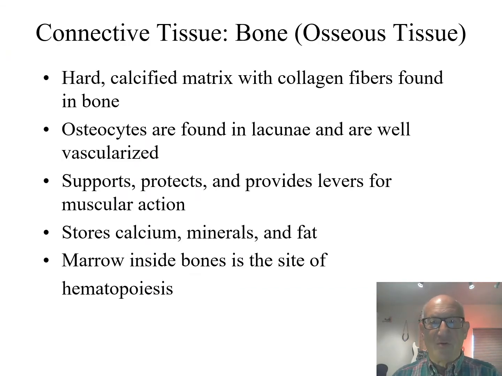Next we have bone, or osseous tissue. Bone is the hardest connective tissue. It has a calcified matrix with collagen fibers found in the bone. Osteocytes, or bone cells, are found in lacuna and are well vascularized. It supports, protects, and provides levers for muscular action. It also serves as a storehouse for calcium and other minerals and fat. Marrow inside bones is the site of hematopoiesis, or blood cell formation.